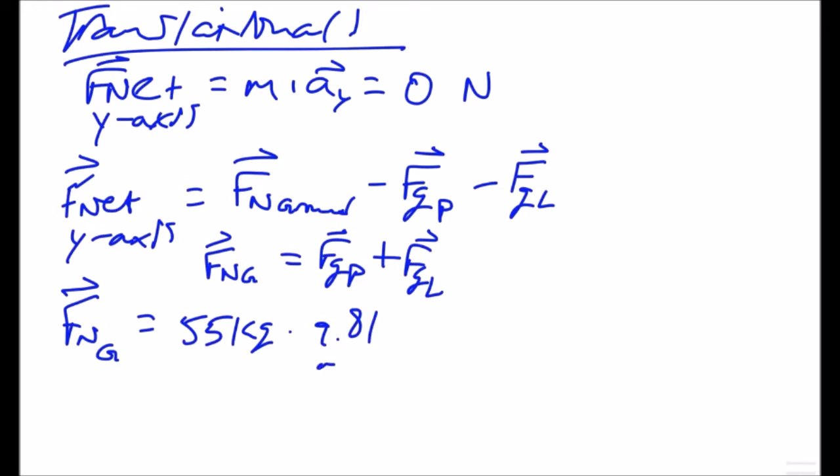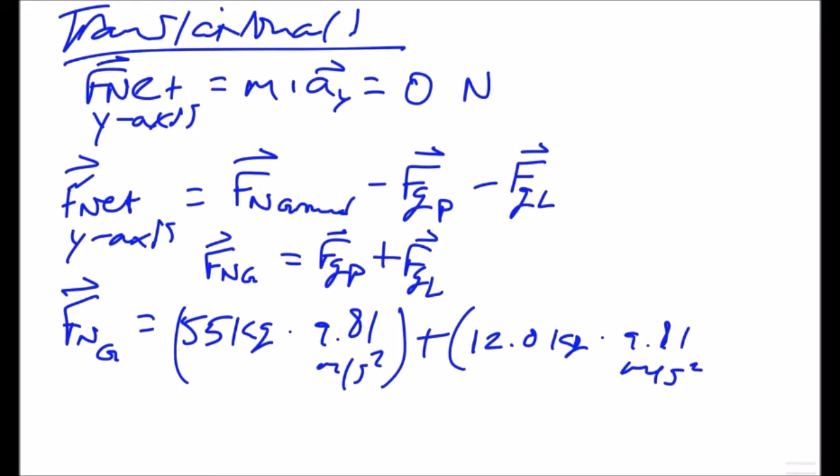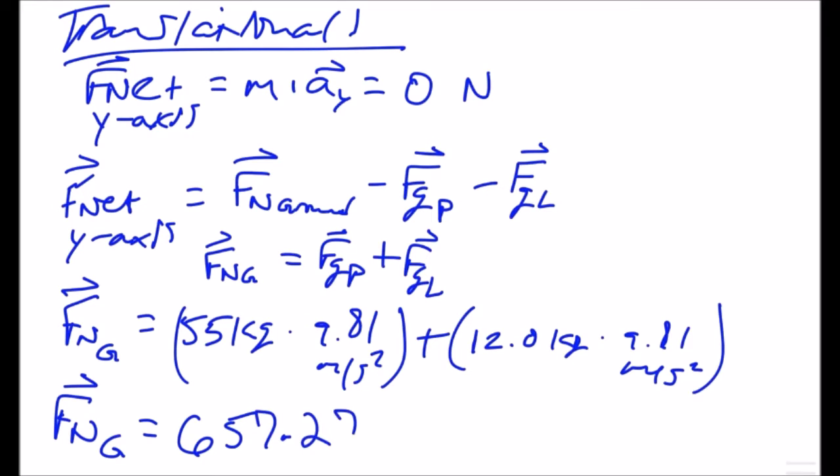So what is the mass of the painter? Times 9.81 meters per second squared plus, what's the mass of the ladder? 12 kilograms. Is that 3 sig figs or just 2? 3? Okay, kilograms times 9.81 meters per second squared. All right, so what is the normal force generated by the ground on the ladder with every digit?